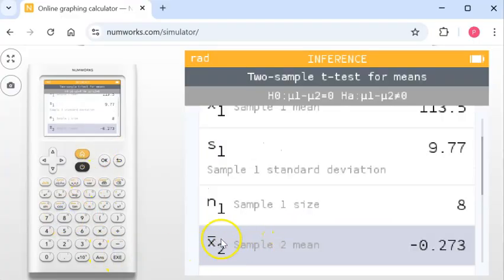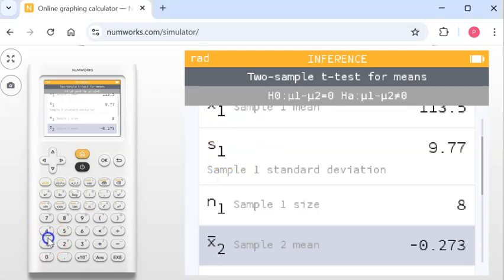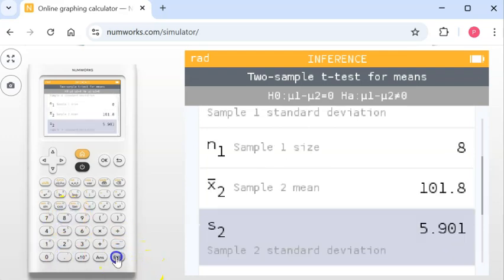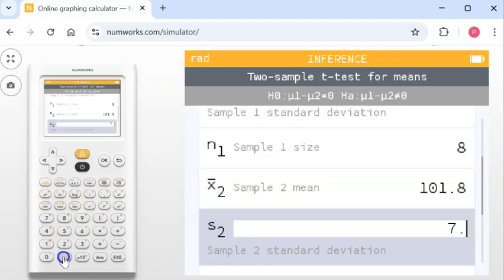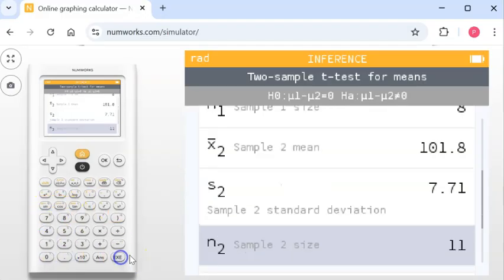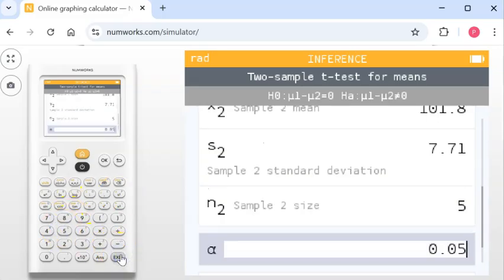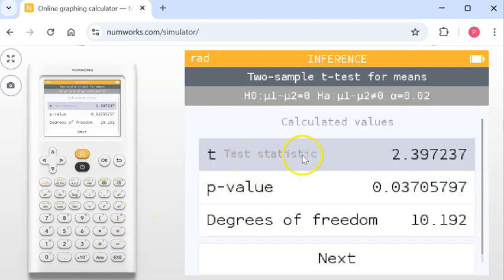The sample mean from the second one, which is B, is 101.8. And our standard deviation is going to be 7.71. Okay. And then our sample size is 5, so put 5, enter. And then our significance level, our alpha, is 0.02. Then we'll hit next, and here's our test statistic.